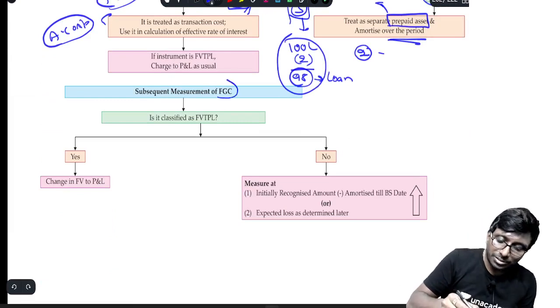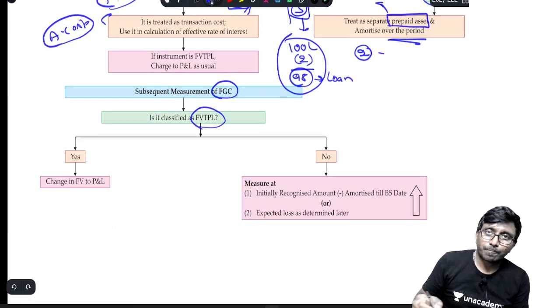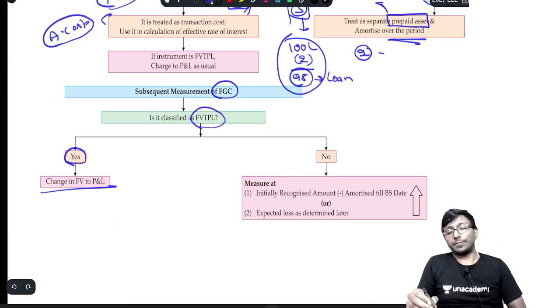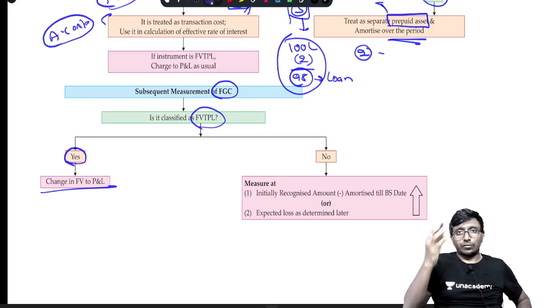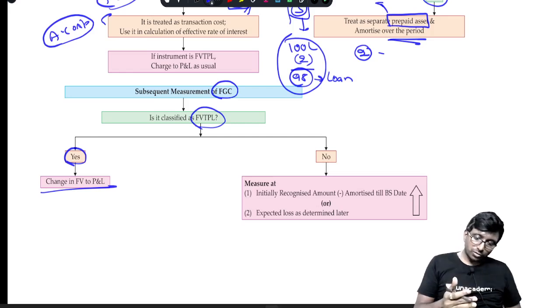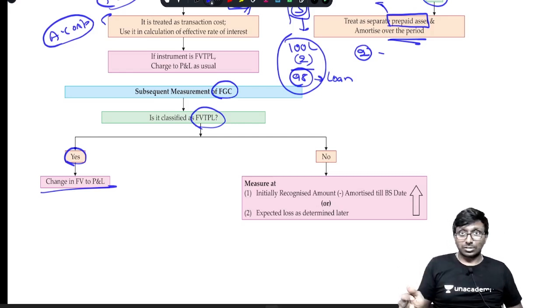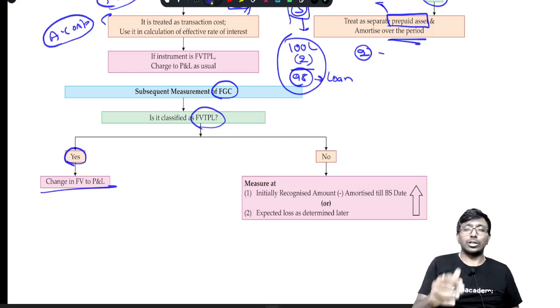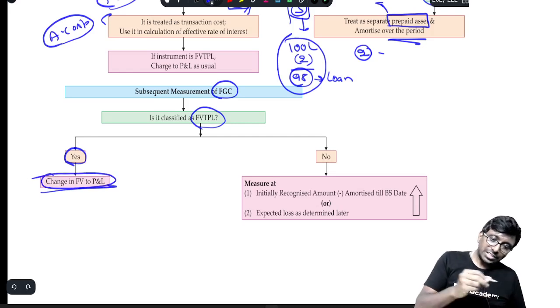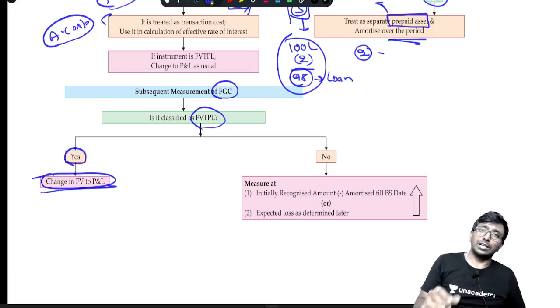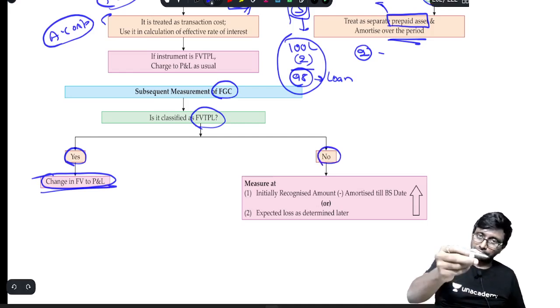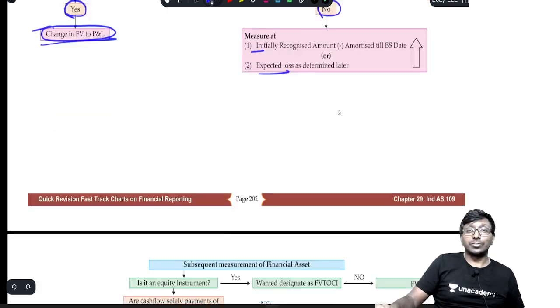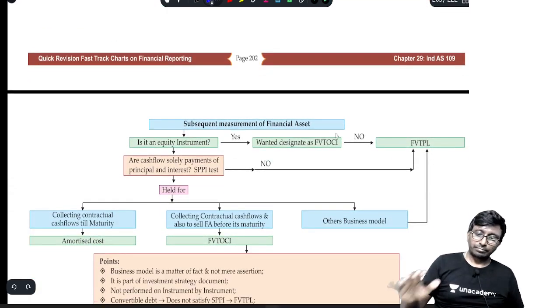Fine. Subsequent measurement of FGC, we already discussed. Is it classified as FVTPL? If it is classified as FVTPL, I don't need to say anything. Why? If it is FVTPL, the fair value fluctuation will automatically be routed through P&L. Initially fair value, subsequently also fair value. Suppose you have a doubt that the other party will not pay you money, then automatically the fair value of the liability would have gone up like anything. Hope you understand. So this change in fair value would have already been transferred to P&L. Got it? Next. No, sir. No means the same thing: it is the amortized cost and the expected loss, whichever is higher. Okay, that is the matter.